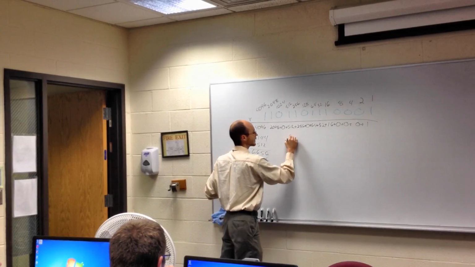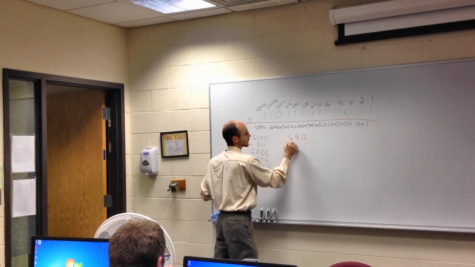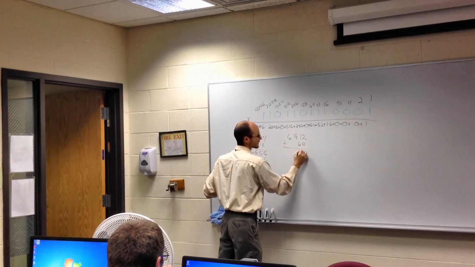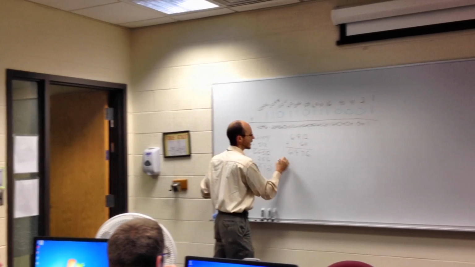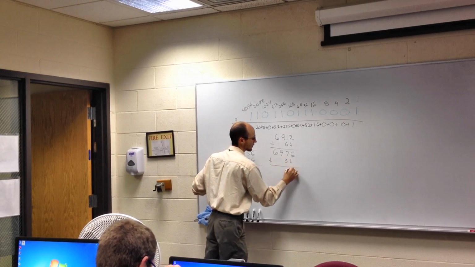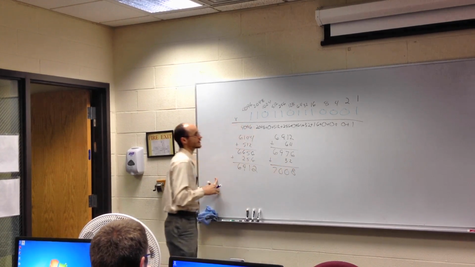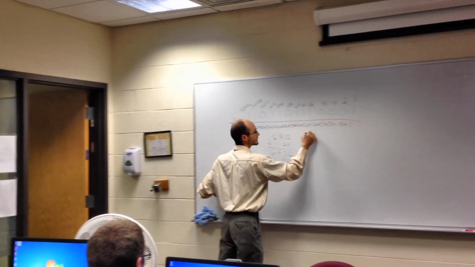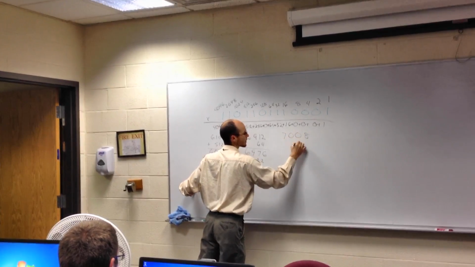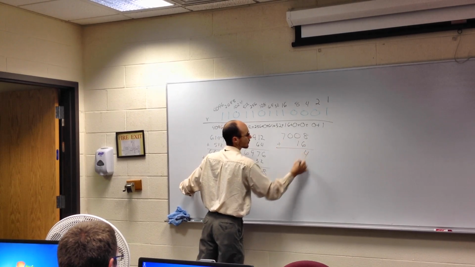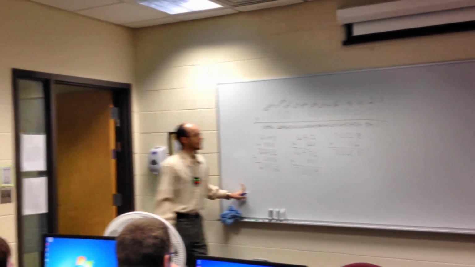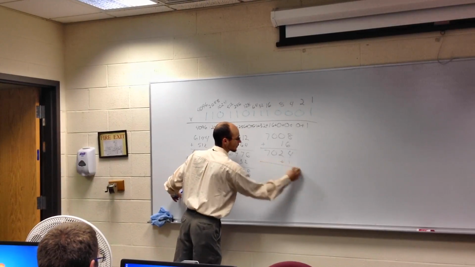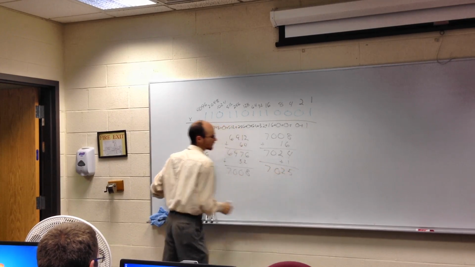I'm going to take that 6,912, and I'm going to add 64 to it. And then I'm going to get 6,976. I'm going to add 32 to it. I'm going to get 7,008. I'm going to add 16 to that. And then I add a 1 to that, and I should end up with 7,025. Is that what you guys got?